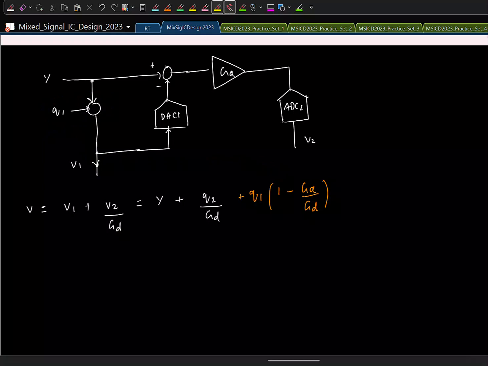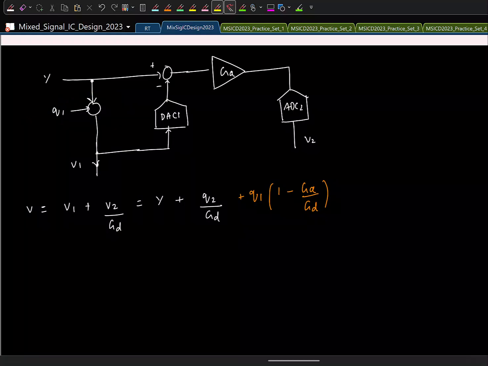But unfortunately, the signal that is added here is the quantization noise, which is not known to you a priori. This is an unknown signal, so there is no direct way for me to see how much of this is present at the output. So, can you suggest something to overcome this?